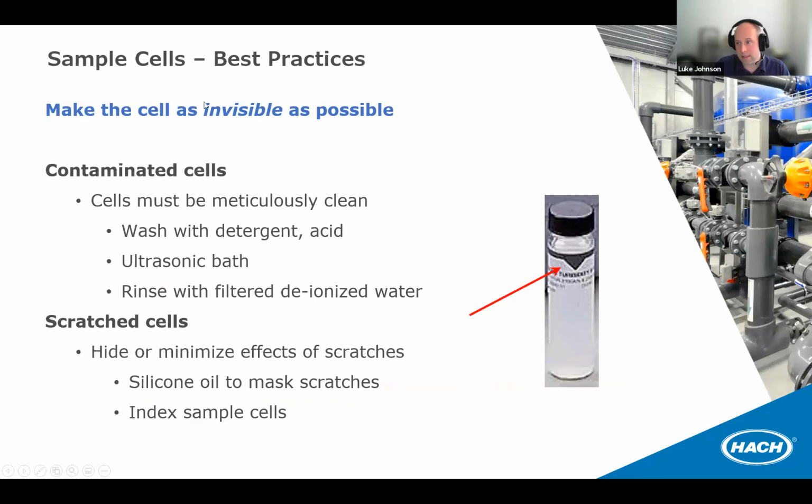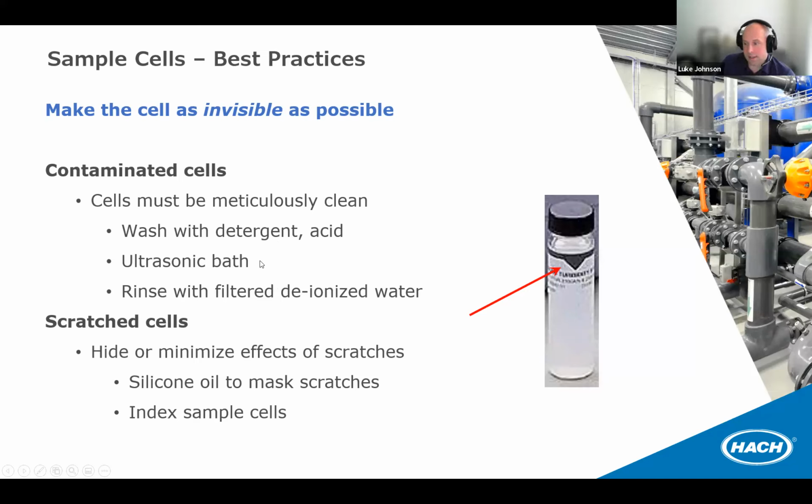So your goal is to make the cell as invisible as possible. The light needs to go right through there and not be interacting with the cell in any way. So like I mentioned, you want to make sure that they're very clean on the inside and the outside. You can do that with detergent, with acid. You can run it through an ultrasonic bath to break things off of the inside or the outside of the cell. And then finally, you always want to rinse with filtered deionized water. You don't want to have anything that you're storing in your sample cells that might stick to the glass or cause some sort of imperfection.